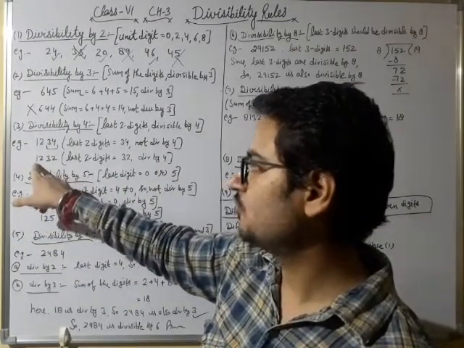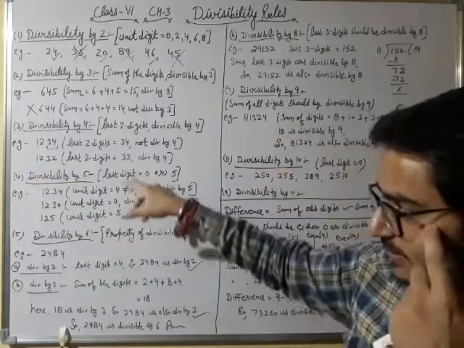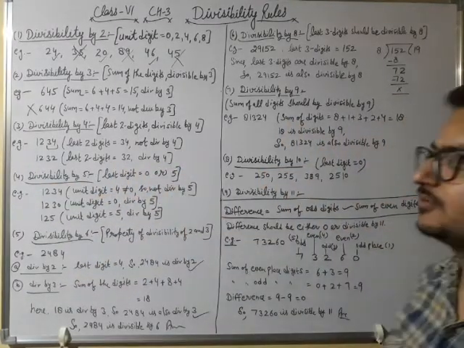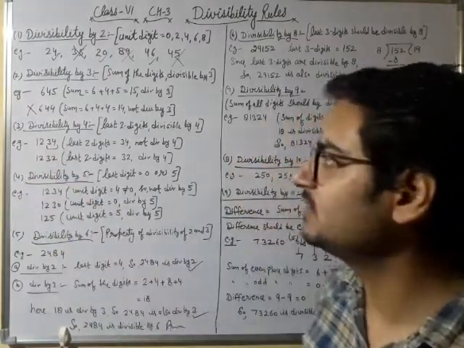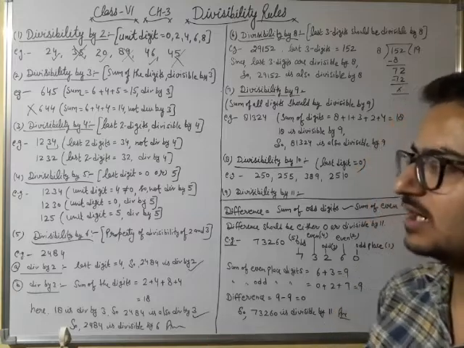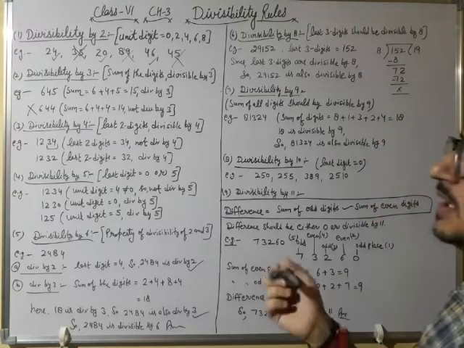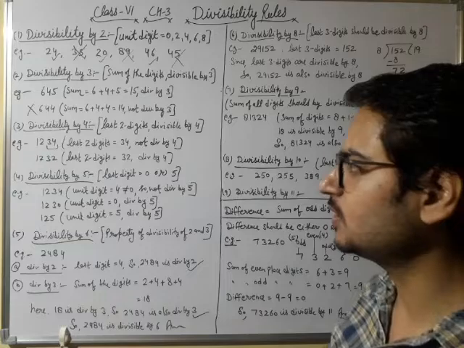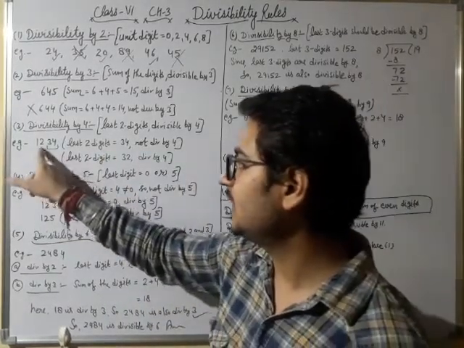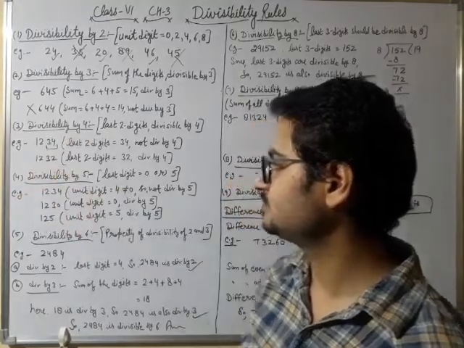Next example, 1232, and its last two digits are 32 and 32 is divisible by 4. Therefore 1232 is also divisible by 4. While we are applying these properties to check whether the number is divisible by 2, 3, 4, 5 and so on, we will use properties only. We do not divide 1232 by 4.